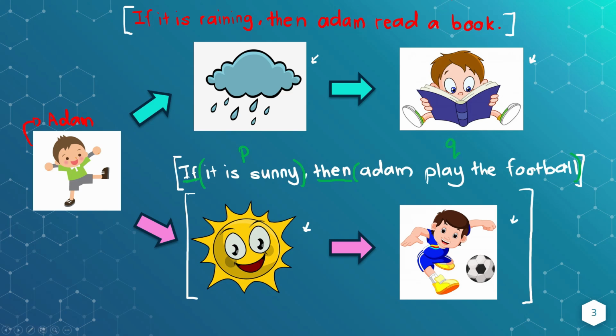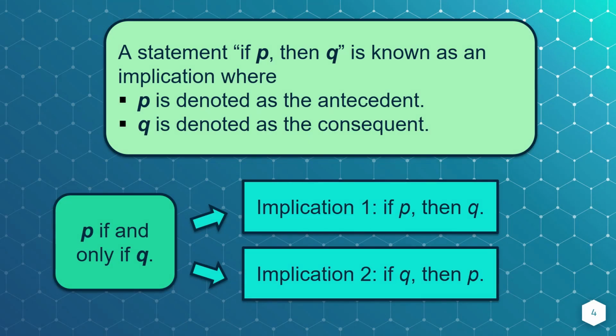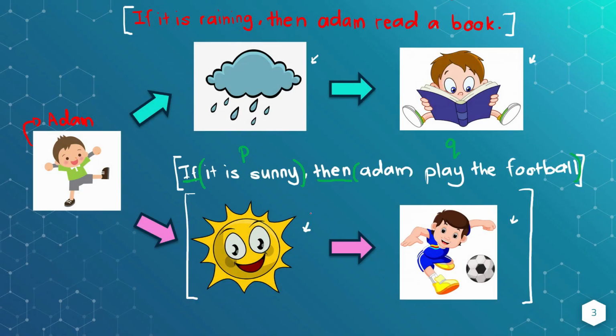Then we take a look at this definition. A statement if P then Q is known as an implication, where P is denoted as antecedent and Q is denoted as consequent. We have done this before. So it is sunny is the antecedent and Q is the consequent.